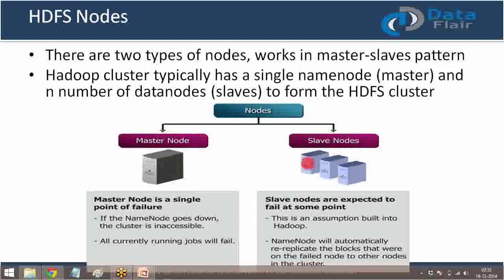Correct. You know what I mean? So cleaning up is nothing but rolling back. The transaction is getting rolled back. Correct. But what I am saying, such a situation will never happen in Hadoop.